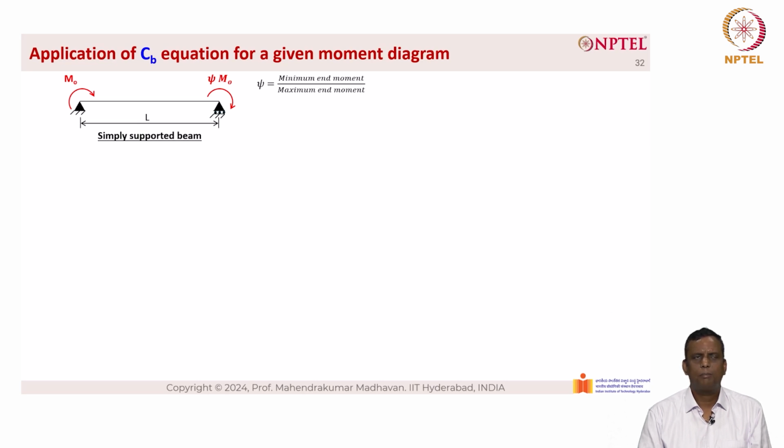So m naught is the applied moment on the left hand side and psi into m naught is the applied moment on the right hand side, where psi is given as minimum end moment divided by maximum end moment. So the C sub B equal to 1.75 plus 1.05 into psi plus 0.3 psi square less than or equal to 2.3. So m naught by m critical equal to C sub B.